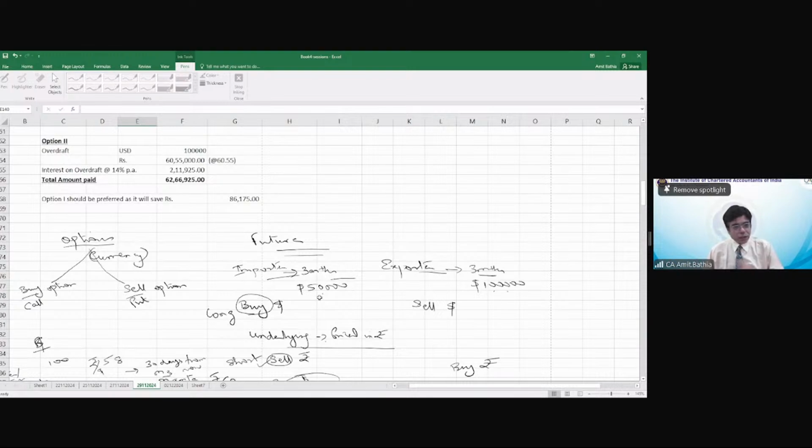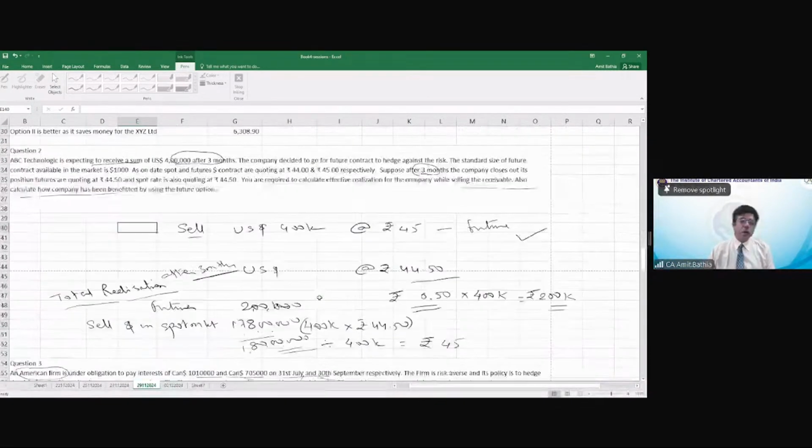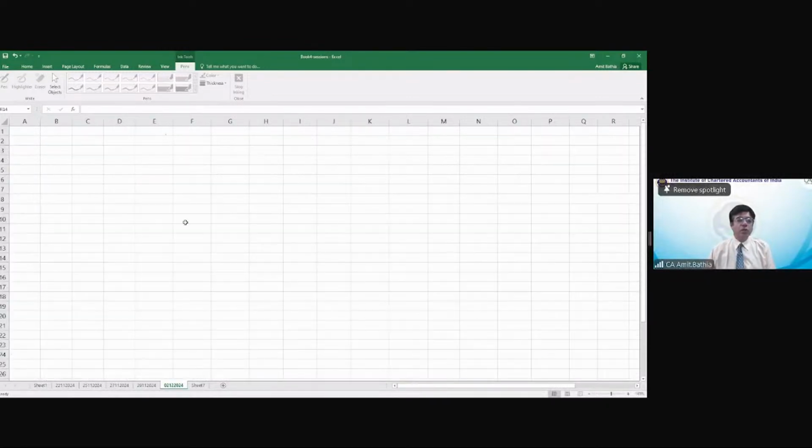Thereafter, we had solved some questions wherein we essentially looked at the possibilities or the alternatives available in hedging, right? So what had we covered? In hedging, we have essentially covered so far how forwards work, right? Then we had looked at how money market hedge essentially works. We also looked at options, how options work, right?